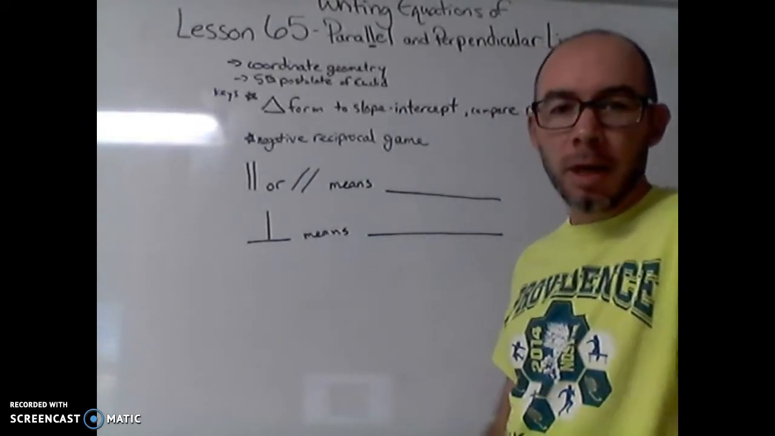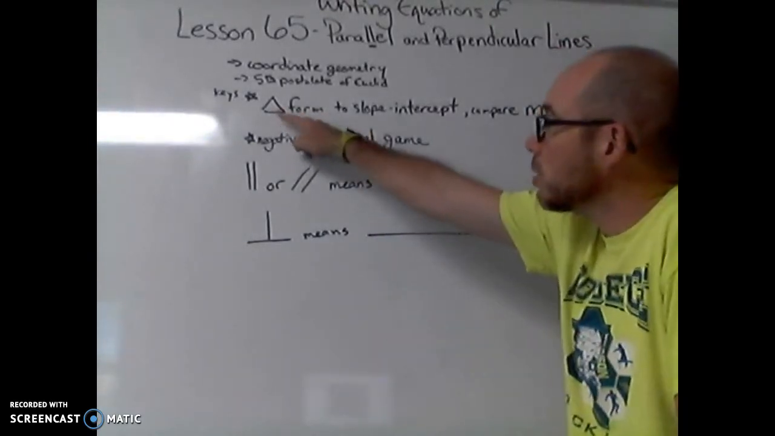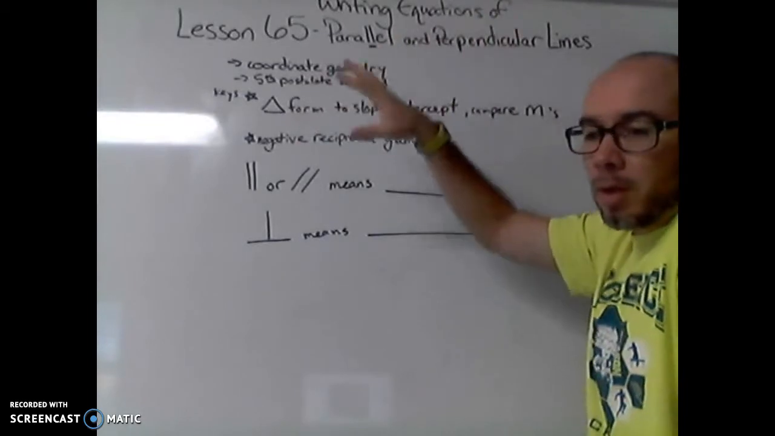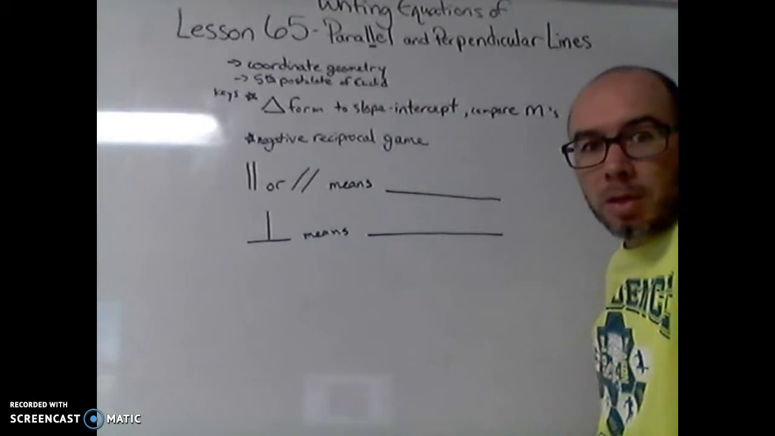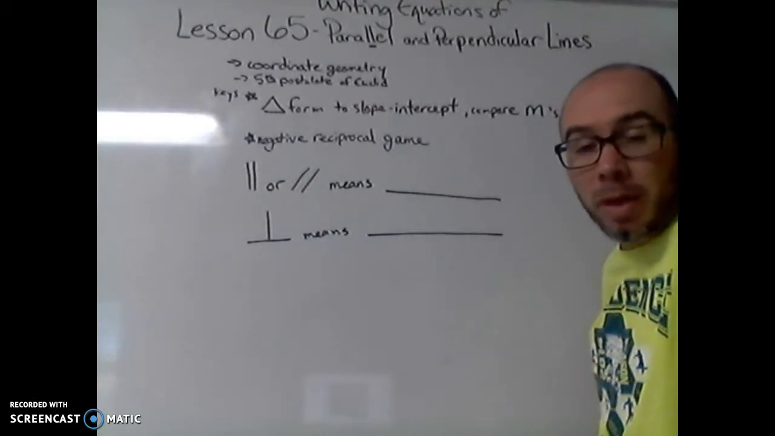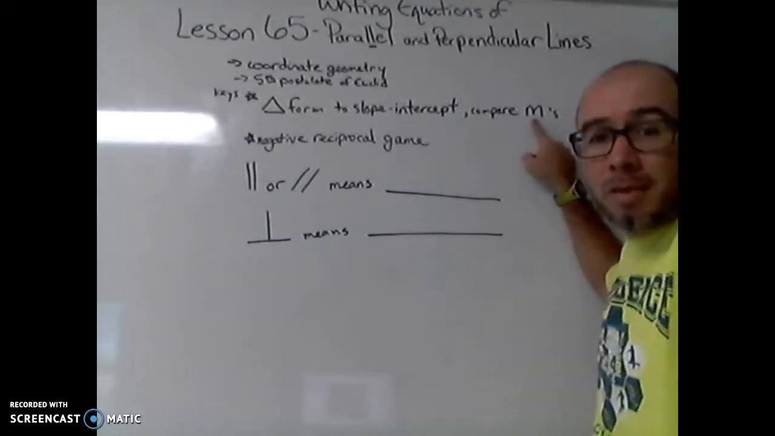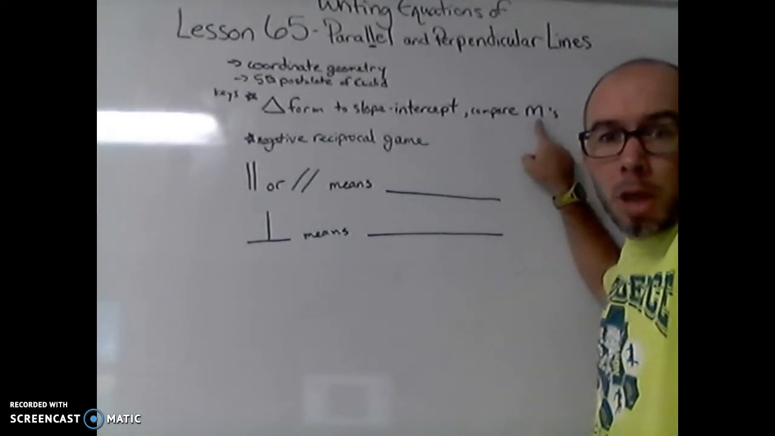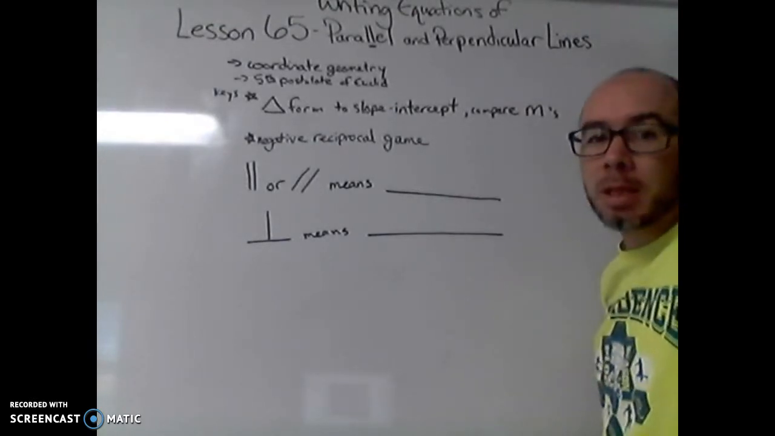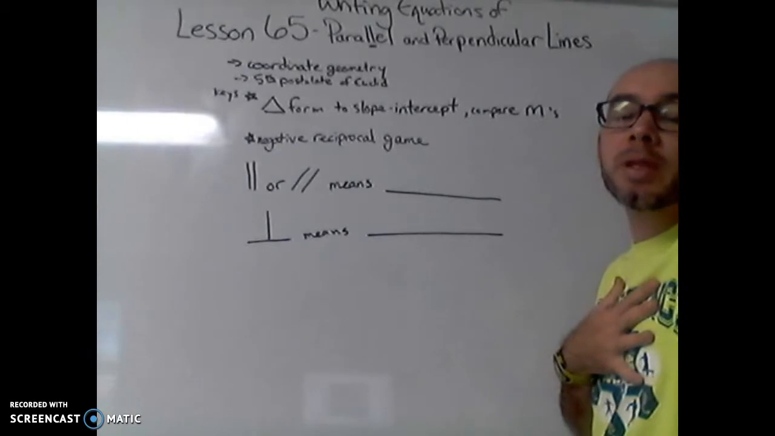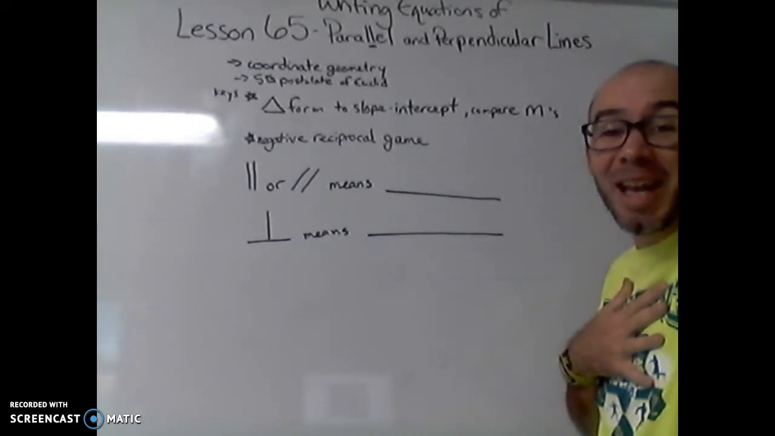Key today to working out some of these problems, we're going to change the form of equations so that we can put them in slope-intercept form. And then the trick today for determining whether two lines are parallel or perpendicular is to compare their slopes. That's what the M stands for in mx plus b, slope. And then we're going to learn to play a little game. I call it the negative reciprocal game. It is fun. You're going to like it.